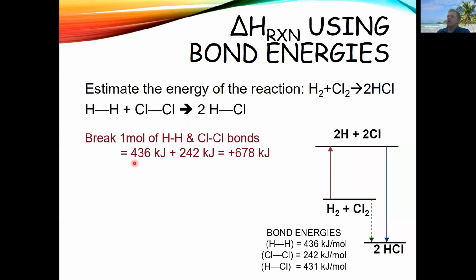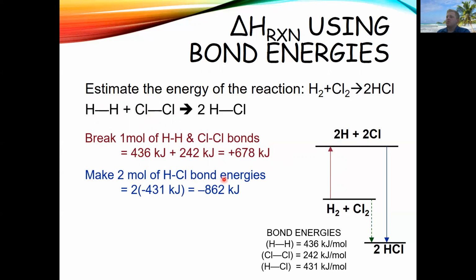So let's break 1 mole of hydrogen-hydrogen and chlorine-chlorine bonds. So the hydrogen-hydrogen bond again has an energy of 436 kilojoules. The chlorine-chlorine has an energy of 242 kilojoules. Add those up to say that we need to put in 678 kilojoules of energy to break everything on the left side of this reaction.